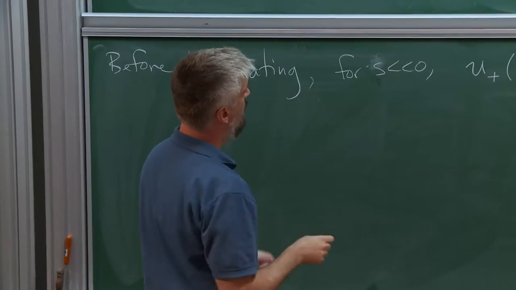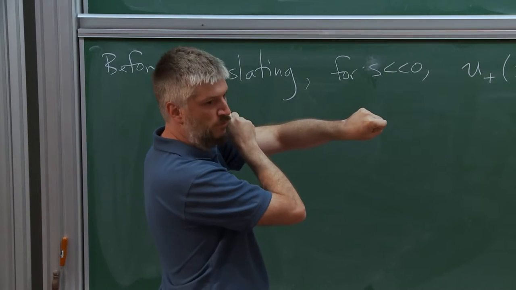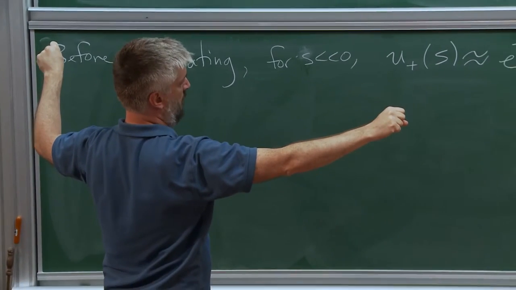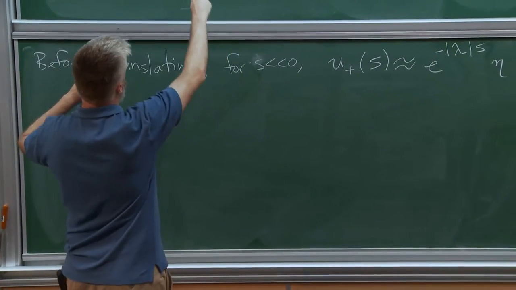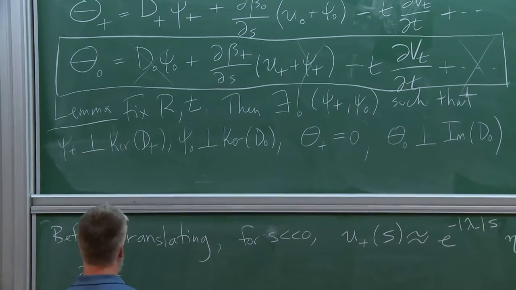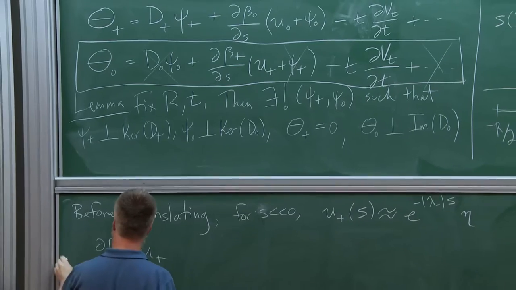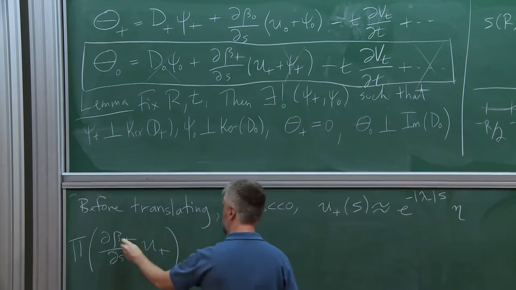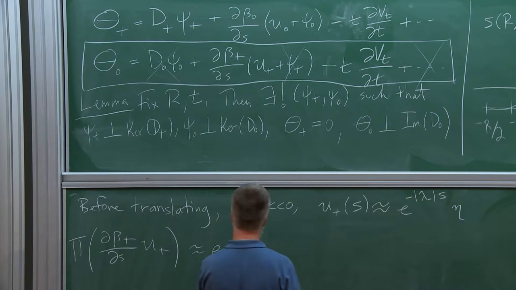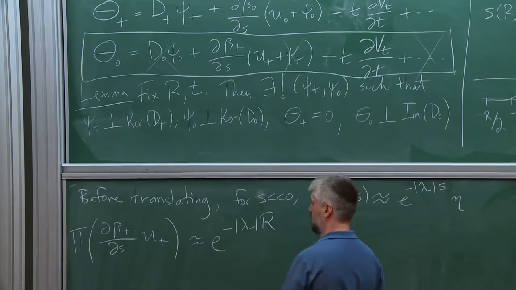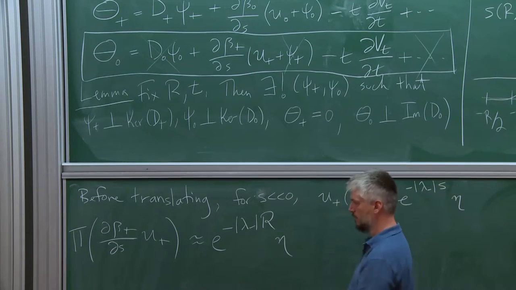And then after translating, now we have to pair this with a co-kernel, but we've translated by total translation distance of R. So the upshot is that this d beta plus ds times u plus, when I project this to the co-kernel, is approximately e to the minus lambda minus R times some number. So I can think of it as a number.